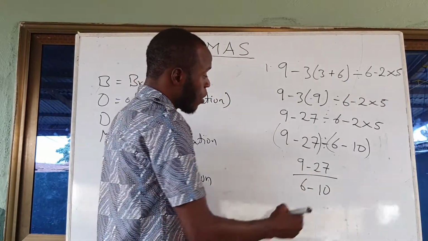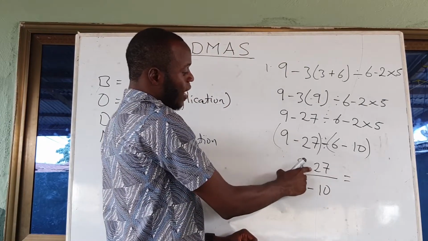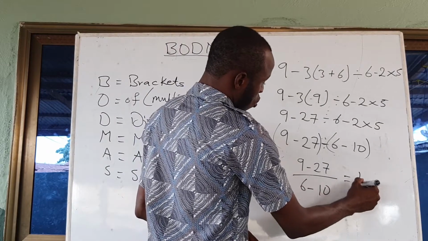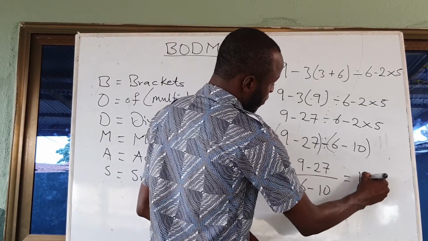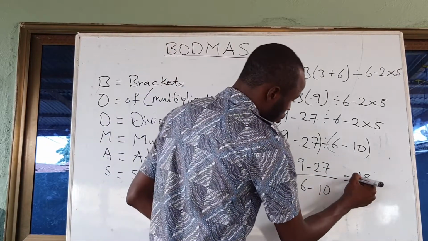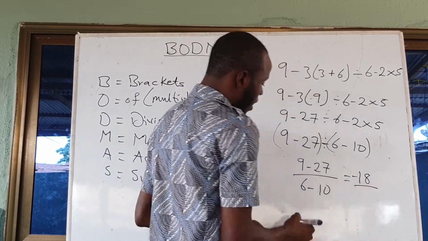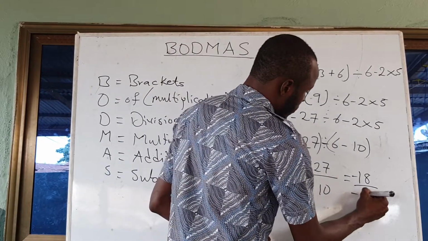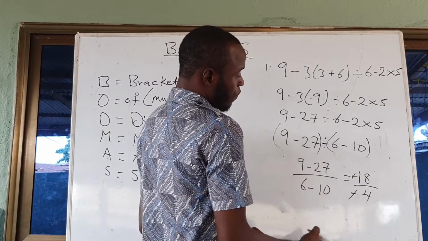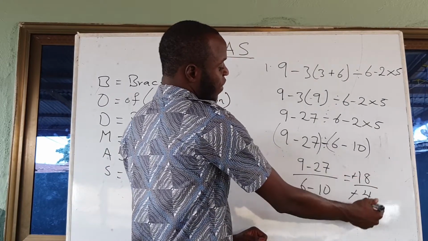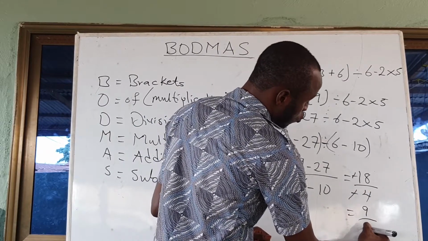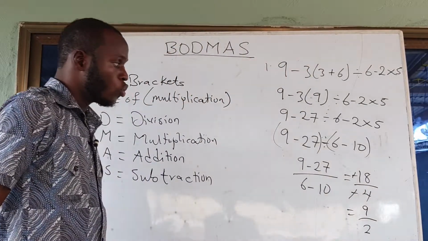Okay, so from here we can rewrite it as, we have 9 minus 27, which will be giving us 18, because 18 plus 9, we have what? 27. So it will be minus 18 over 6 minus 10 to give us what? Minus 4. Okay, so from here, negative will cancel negative, and then we have 18 over 4. 2 can divide 18 and 4 exactly. Okay, so 2 will go into 18 9 times, and 2 will go into 4 2 times.